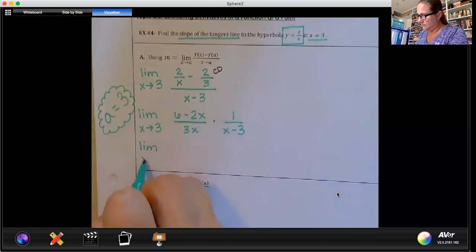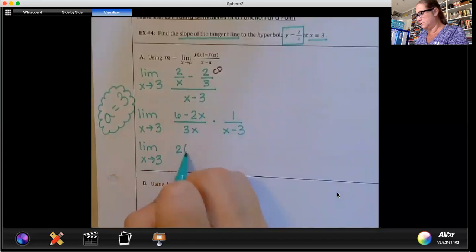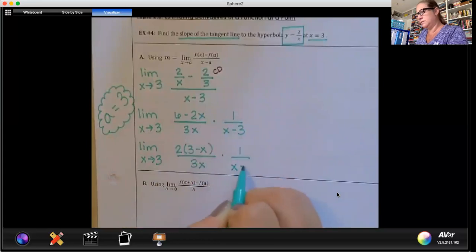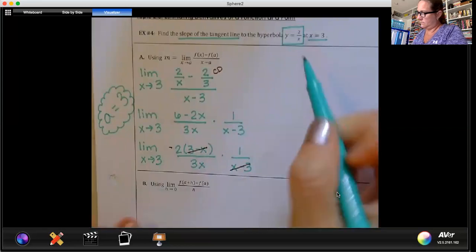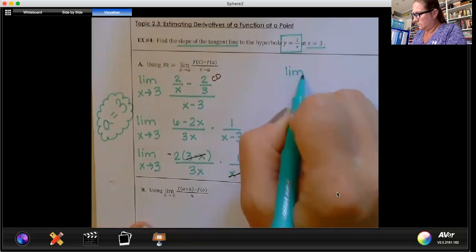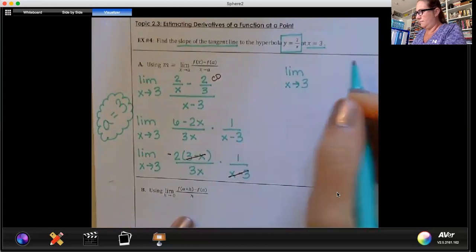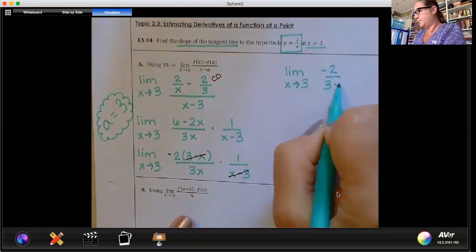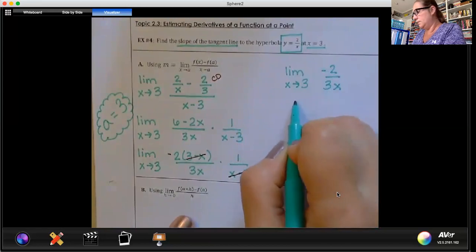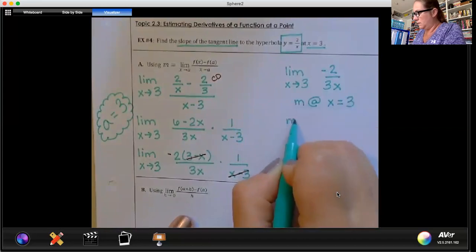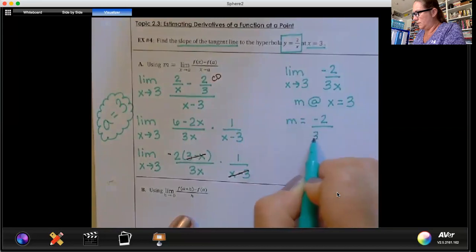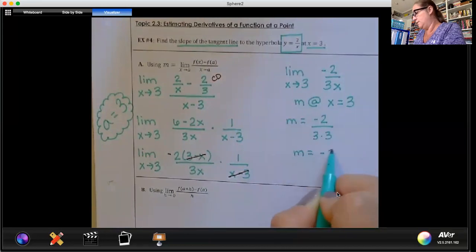Factor. Cancel with a negative 1. So you have negative 2 over 3x. You are going to find the slope at x equals 3. So the slope is negative 2 over 3 times 3, which is negative 2 over 9.